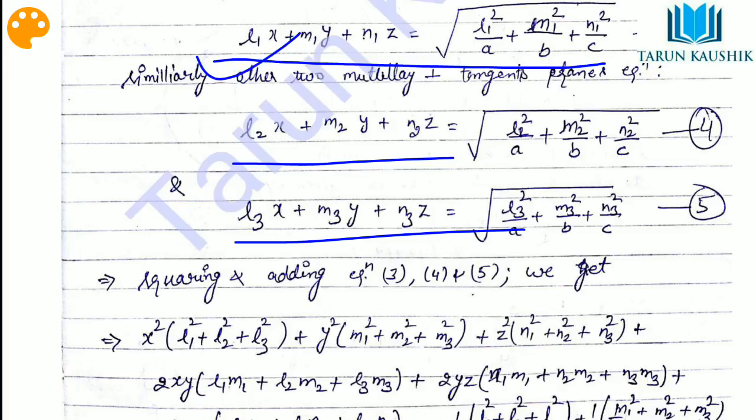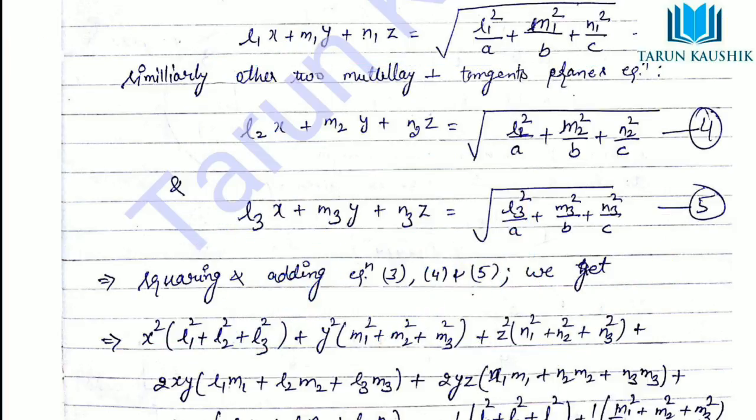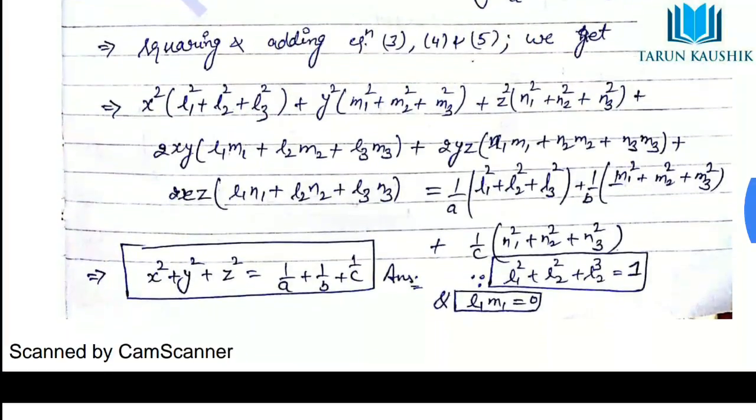Now if we add these three equations, the equation becomes this. We know that l1 square plus l2 square plus l3 square comes out to be 1, and likewise the others, because the sum of the squares of the direction cosines is 1. I already discussed this. For much more detail you can watch the first video of this series.